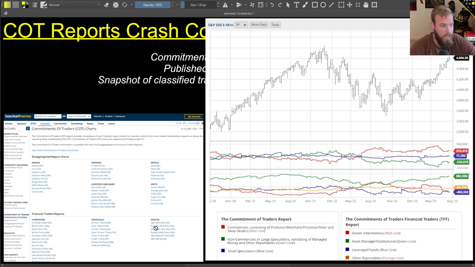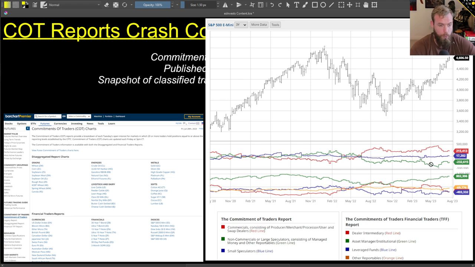And then if you click on one of these, so in this example, I clicked on the E-minis, this is what pops up. So you get a chart of the E-minis. Then we have this table here, which is the COT report. This is the legacy, so kind of the simplified version. And then down below that, we have TFF. So you can kind of get two different views at once.